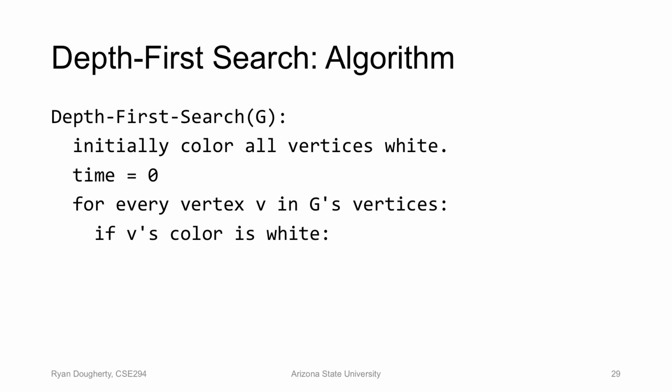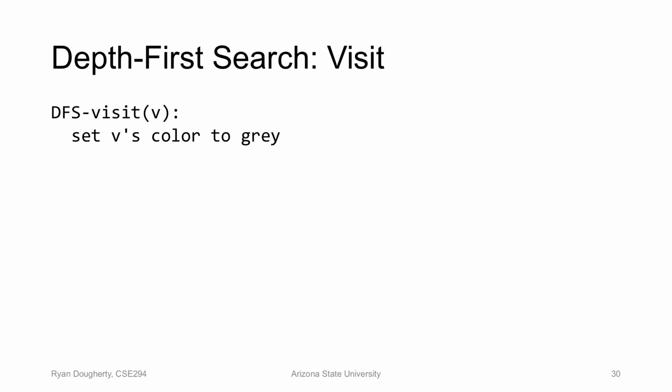So if the color is white, that means I haven't considered it yet. Then I'm going to call a method, which I haven't defined yet, called DFS visit of V. DFS visit of V means I'm going to start at V and do everything I can at V. And then once I'm done, I'm going to mark it a certain color, so I never get back to here again. Okay? So how does the visit work?